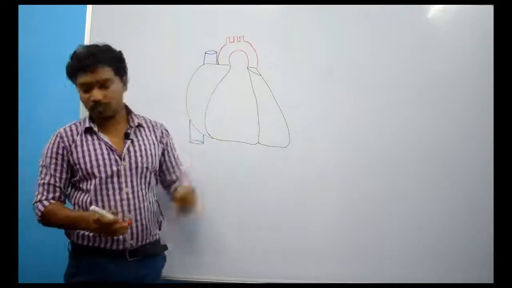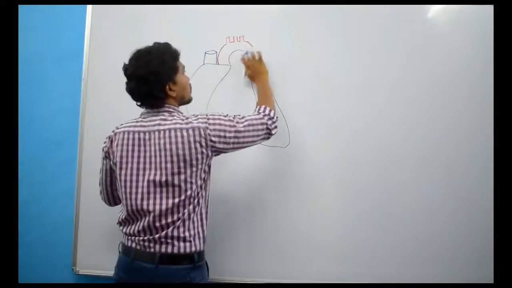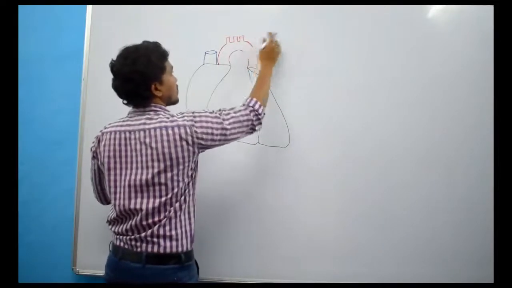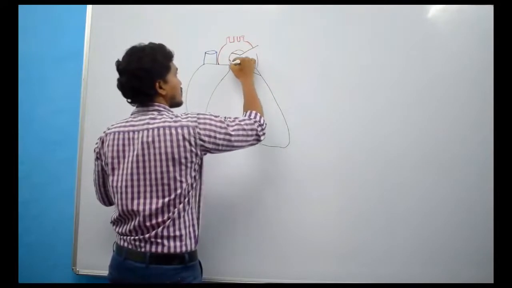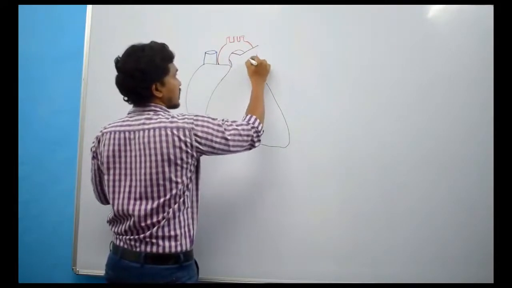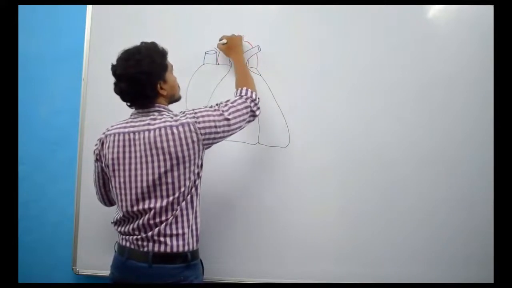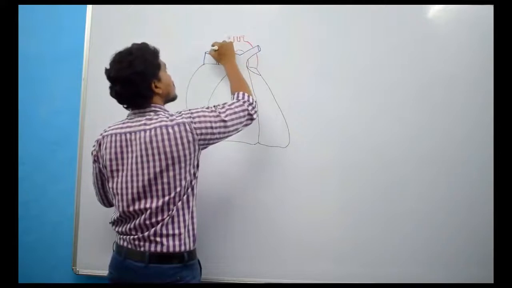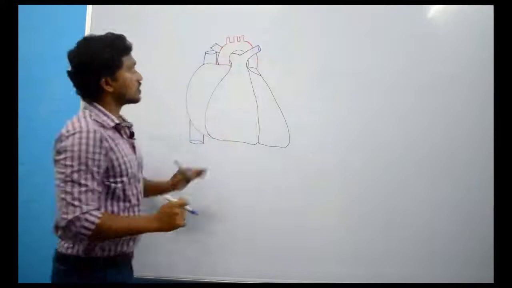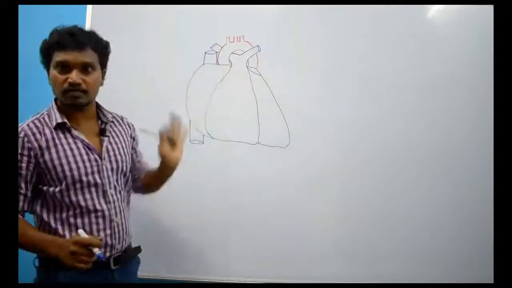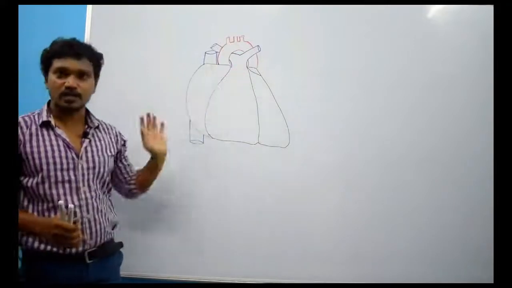Then below this you can observe the bifurcation of the pulmonary trunk. This is the pulmonary trunk. This pulmonary trunk bifurcates into right and left branches. These branches enter into the corresponding lungs. Is it? So this is the pulmonary trunk and its branches. So this is the structure of the heart.